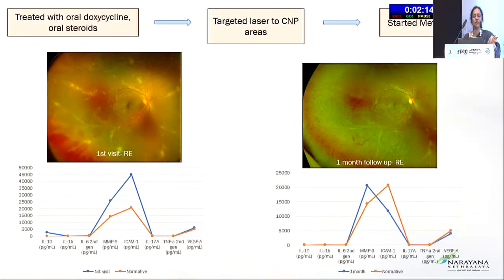We treated the patient with doxycycline and oral steroids, and did targeted laser photocoagulation for the capillary non-perfusion areas. Subsequently, we started the patient on systemic methotrexate therapy. We also did the tear biomarker analysis. In that, we noticed increased ICAM and MMP9 in the right eye. In the left eye also, both MMP9 and ICAM1 were elevated.